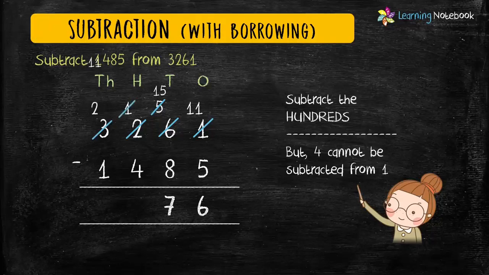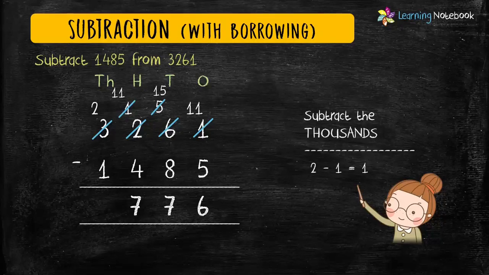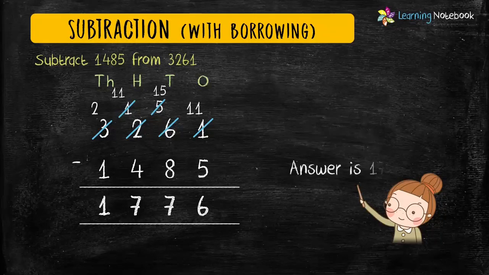So 3 becomes 2 and 1 becomes 11. Now we can subtract the digits at hundreds place. 11 minus 4 equals to 7. In the end, let's subtract the digits at thousands place. 2 minus 1 equals to 1. So we get the answer as 1776. So this is how we do subtraction of 4-digit numbers with borrowing at all the places.